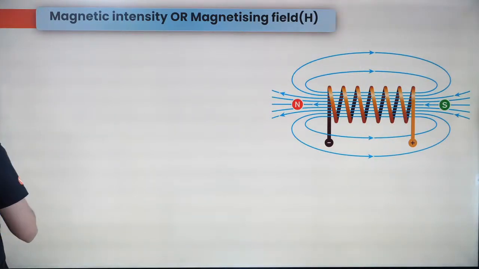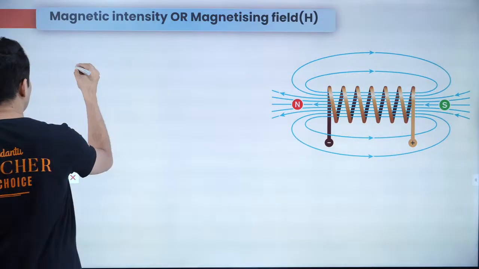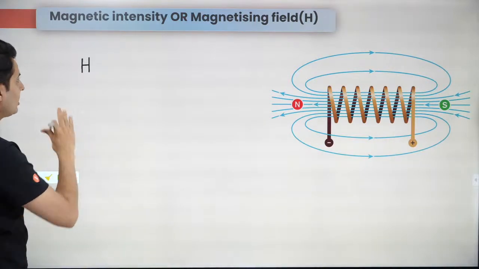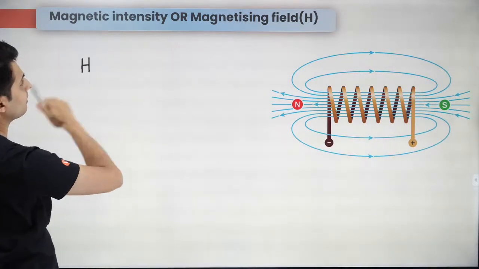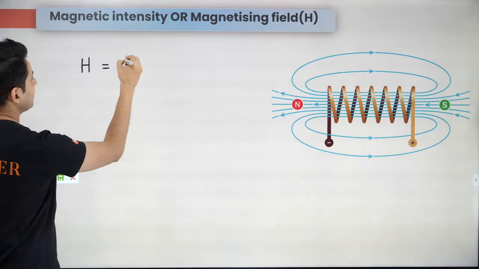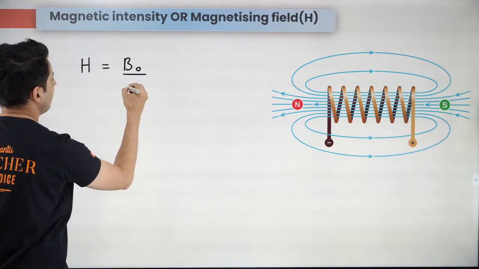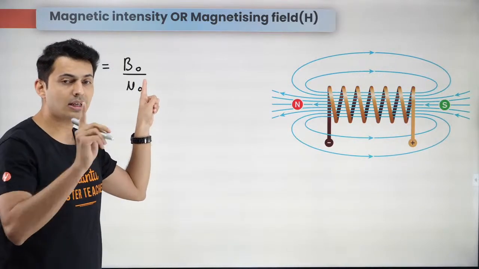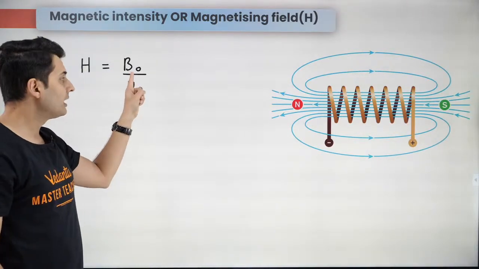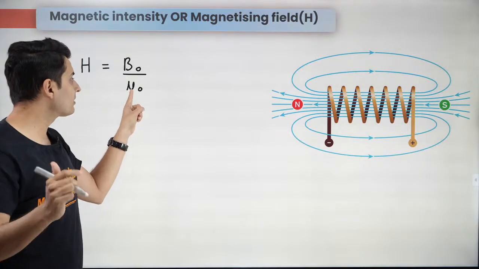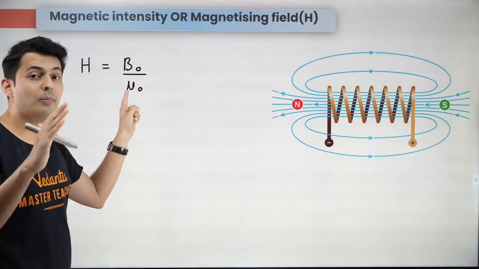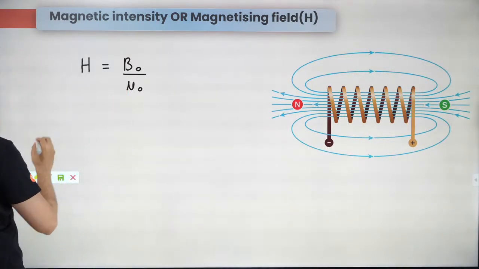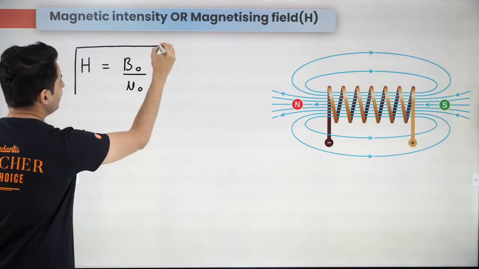And that value, guys, is given by, or first let me tell you the symbol. The symbol is H. H is the symbol for magnetizing field, and that is nothing but B0 by mu naught. Remember what B0 was? We are going to stick with the same symbols. It's the external field. What is mu naught? It's just the permeability of free space. So that is the formula, guys, for H.